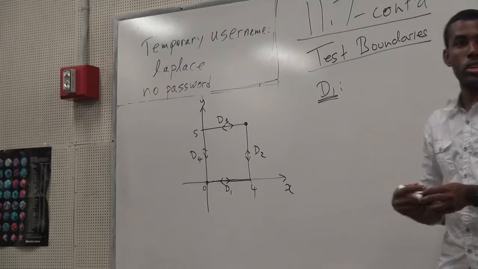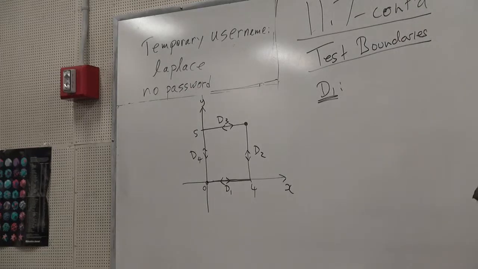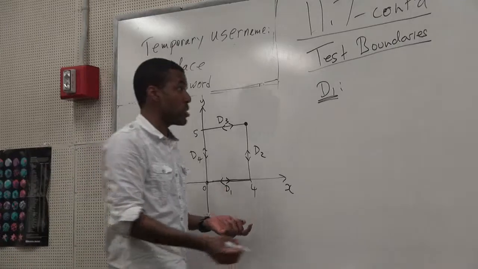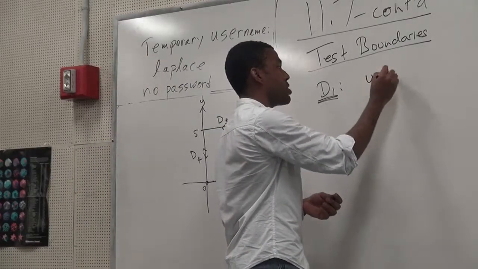Give me an equation for the curve D1. X equals 4? Y equals 0. It's a curve running along the x-axis. The x-axis is the line y equals 0. So D1 is actually y equals 0.